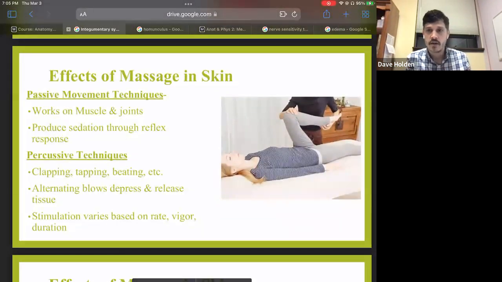Passive movements also aid in the flow of blood and thereby aid in the functioning of the skin. This works on muscles and joints, and it produces sedation through a reflex response. It's very relaxing to have your limbs moved for you, right? When you really truly can let the full weight of your arm or leg sink into your therapist's hands, and they are very stable, right? And they're very controlled, so you feel very safe giving them your leg, and they move it around according to its normal range of motion.